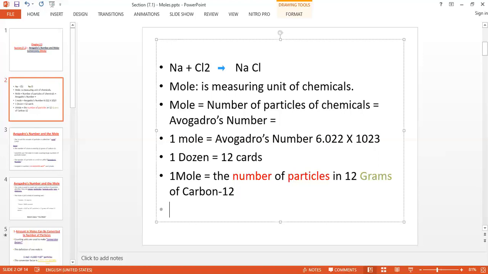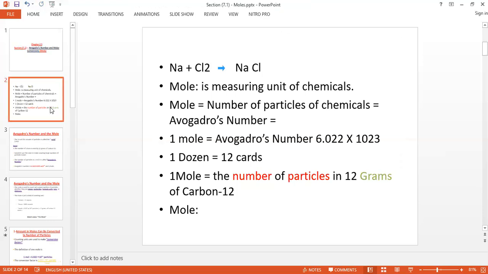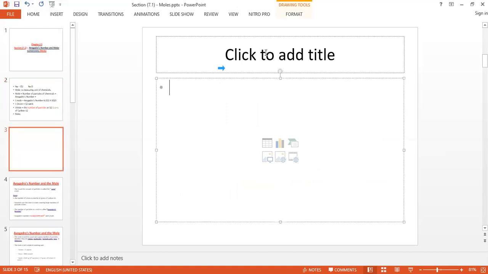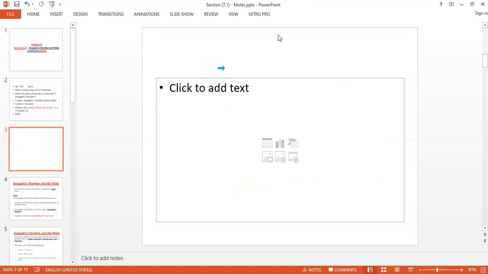Here in our lesson, we will use the mole to calculate the amount of chemicals, as it is the measuring unit of chemicals. But we will convert mole into number of particles using Avogadro's number, and we'll convert it into mass in grams using the molar mass of the substance. You can deduce from my words that we will use two mathematical relations that will help us to calculate the mole of any substance or any chemical.